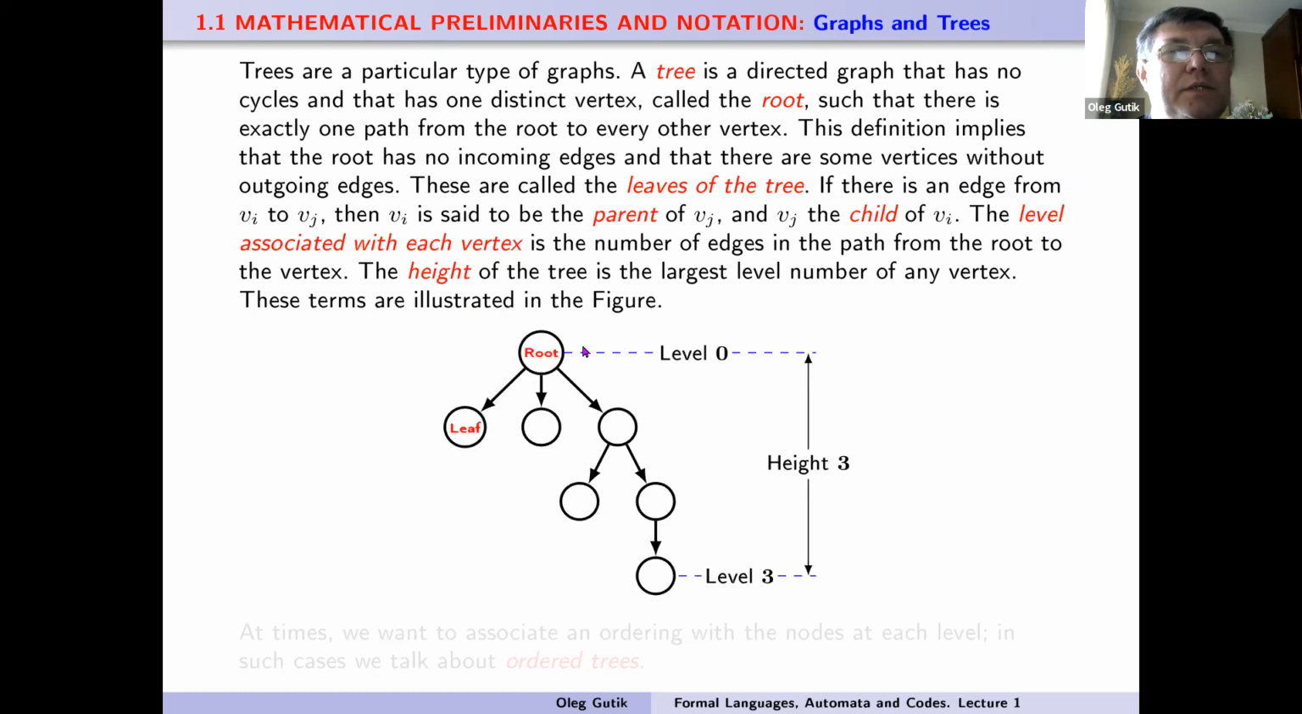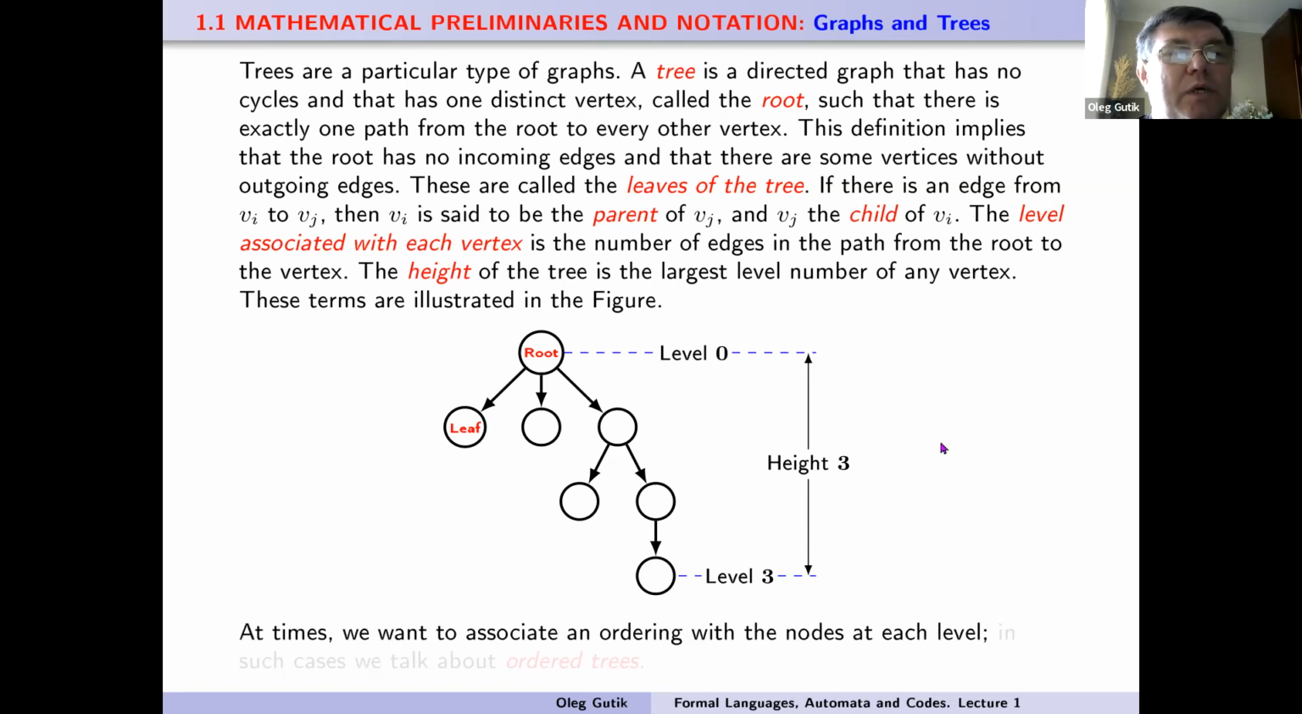So this is the root here. These are leaves: leaf, leaf, leaf, leaf. The root is at level zero, and the height of this tree equals 3.